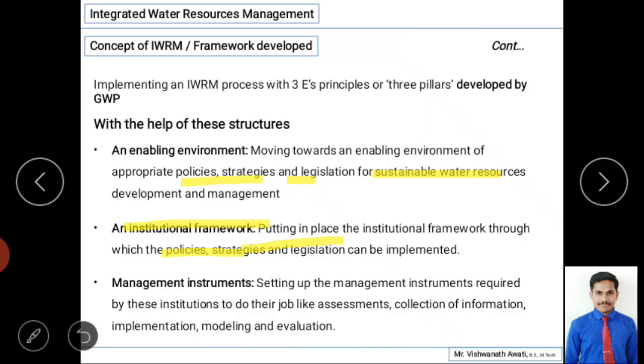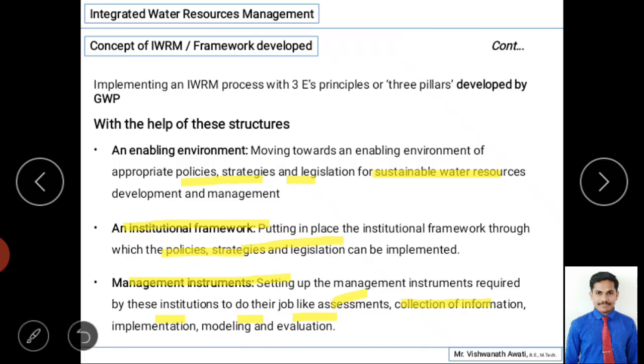Then we have to provide the basic facilities to carry out all the activities. That is what management instruments are. Management instruments means whatever activities are there, like assessment, right? Whatever activity you want to take, assessment has to be made, meaning we have to go for all the scientific analysis, collection of information, implementation, modeling and evaluation. So many activities will be there.